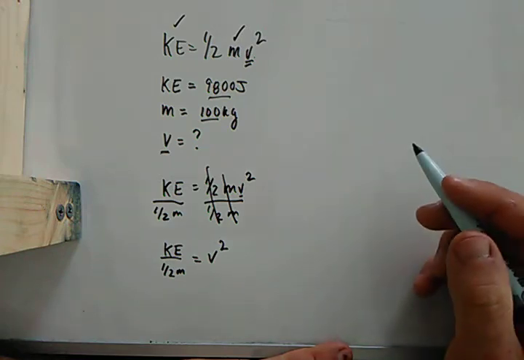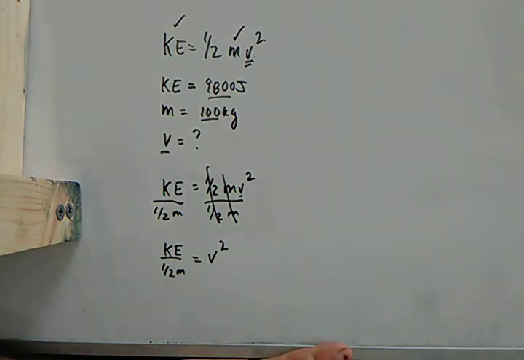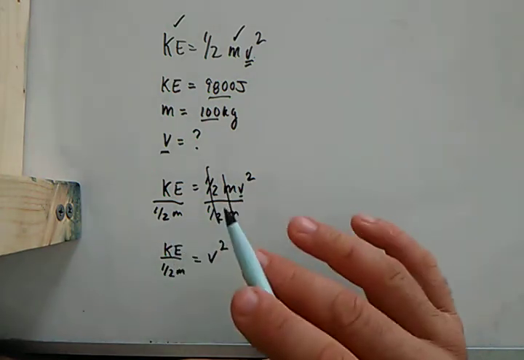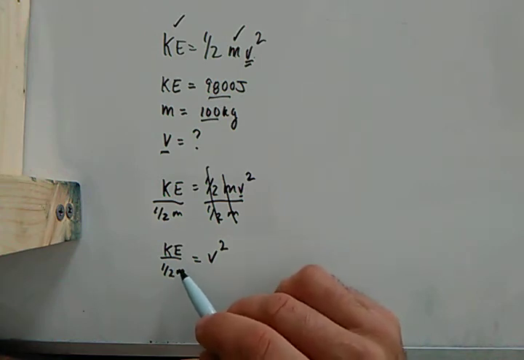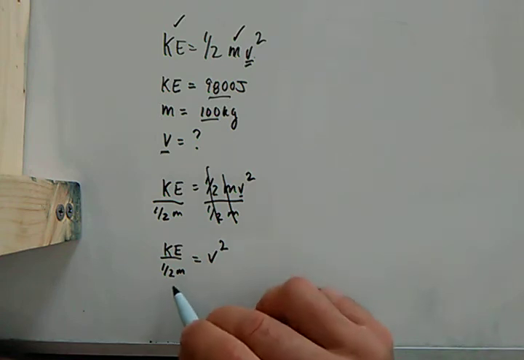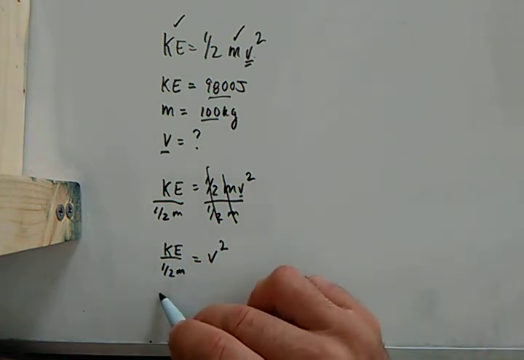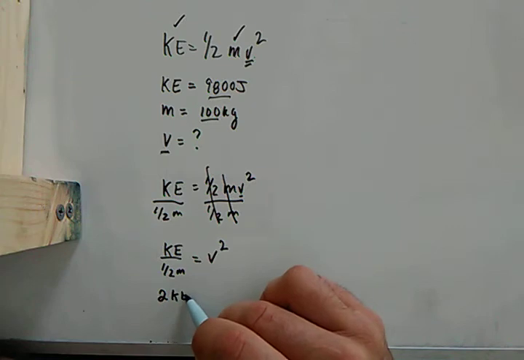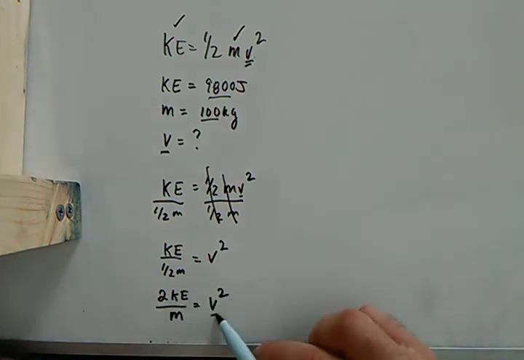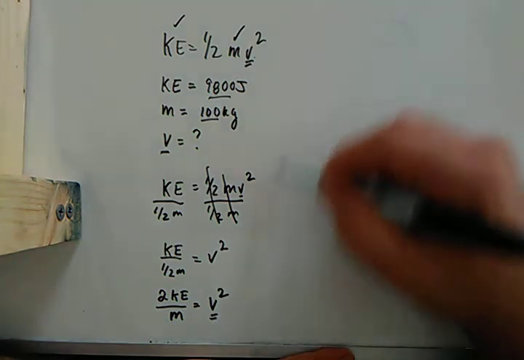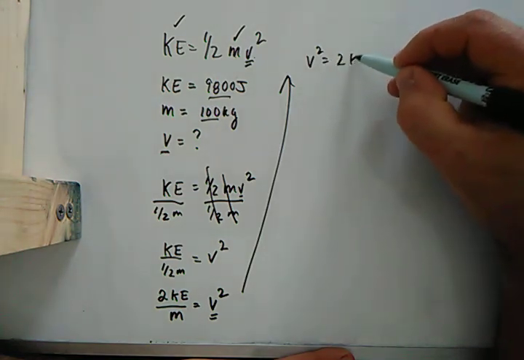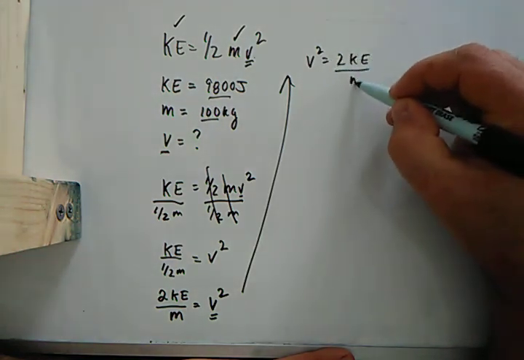I know some of you guys probably don't like that half down there. I know it doesn't seem all that nice when you're doing the math. So anything divided by half is the same thing as multiplying by 2. So this actually is 2KE over M. So V squared is 2KE over M.